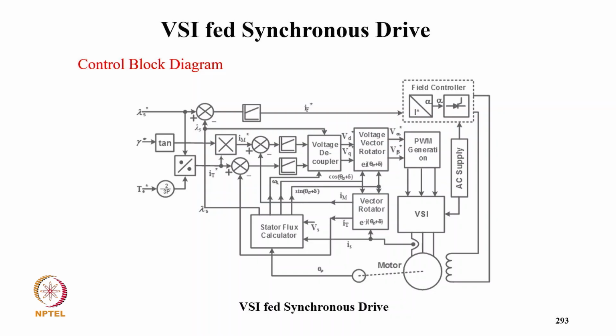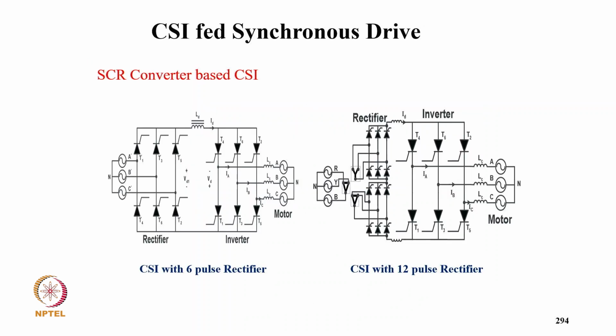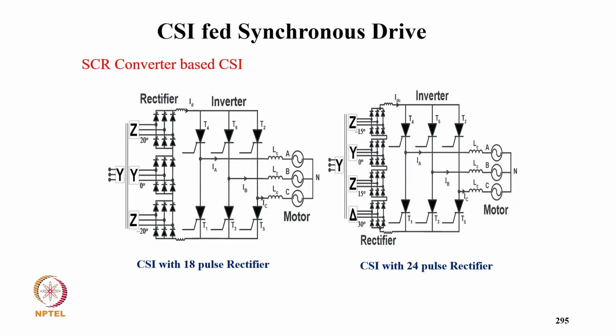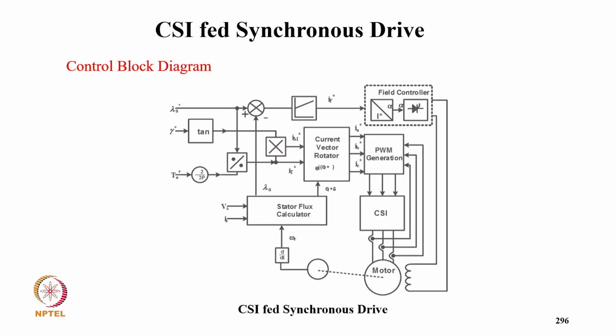This is a control block diagram typically for the complete vector control drive. How the different signals for lambda S, gamma Q and T star are used, you get a field reference current as well as your ID, IQ, and then you have a voltage controller typically in this VSI control converter. These are with current source converters, with the 6 pulse rectifier and 12 pulse rectifier with current source inverter, and then you have the 18 pulse controlled rectifier with current source inverter. Current source inverter with 24 pulse rectifier, and this CSI fed of course for vector control.